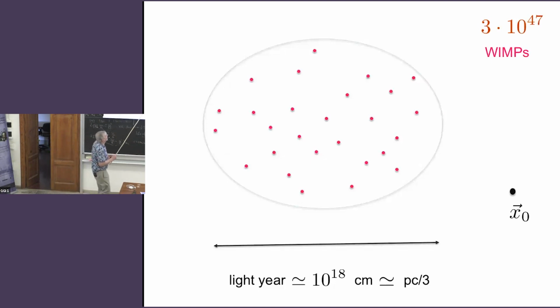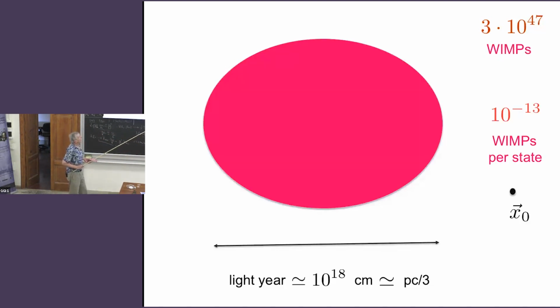Well, suppose the dark matter is made of WIMPs. In this glob, there are 3 times 10 to the 47 WIMPs, and each one can be in 10 to the 13 states before it meets another WIMP. So it's that highly degenerate. In other words, you can reproduce this blob with extreme accuracy if the dark matter is WIMPs.